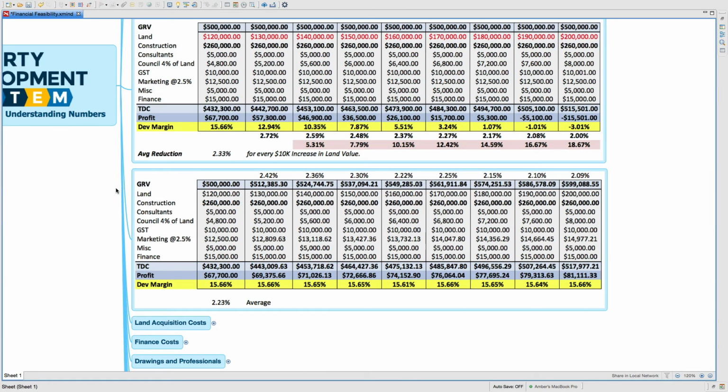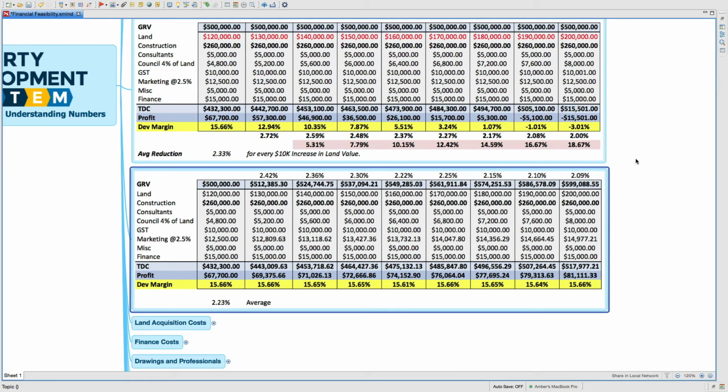If you look at the same example from a different angle, let's look at this portion here. You've got GRV at 500,000, but if you pay more for the land, let's say over here we paid 120,000, but over here I paid 130,000, I've got to sell my townhouse or apartment or unit at 512,385 to still make the same development margin. So every time I pay more for land, I've got to sell it at least at that price.